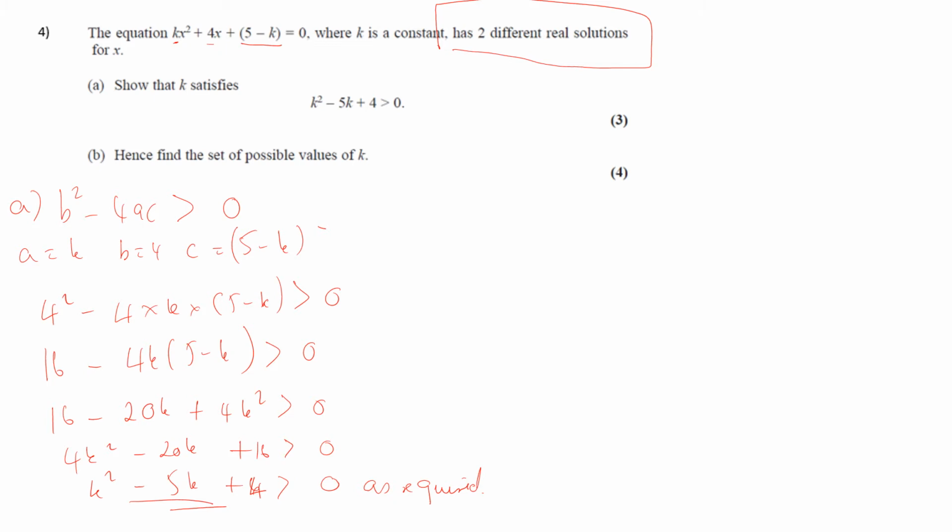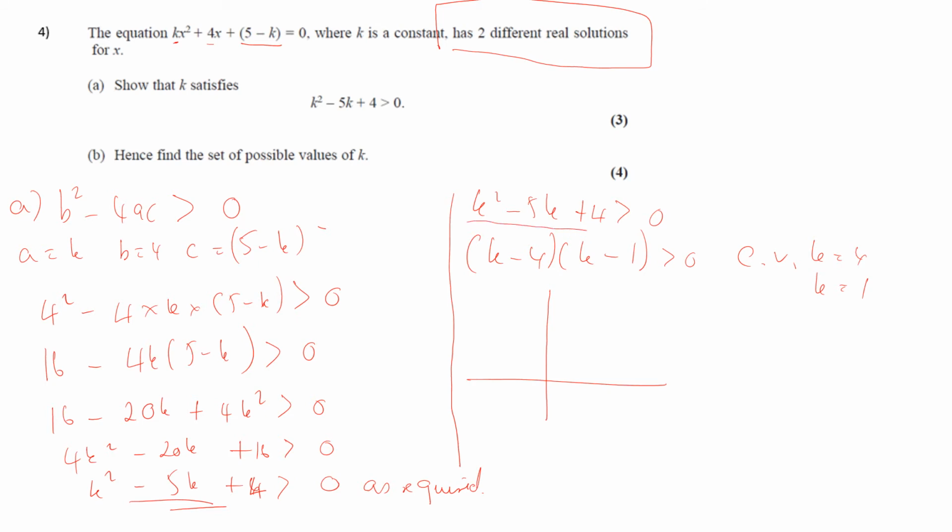So that's part A. And then part B, hence find all the possible values of k. So if k squared minus 5k plus 4 is greater than 0, we want the critical values. So we factorise that and we get (k minus 4)(k minus 1) is greater than 0. So our critical values are that k equals 4 and k equals 1 from the brackets there.